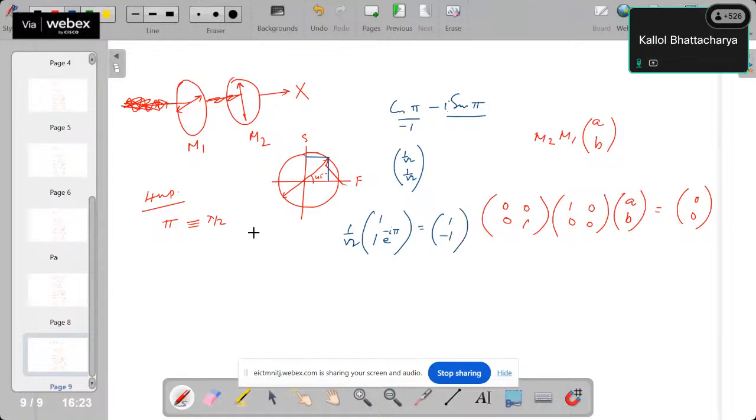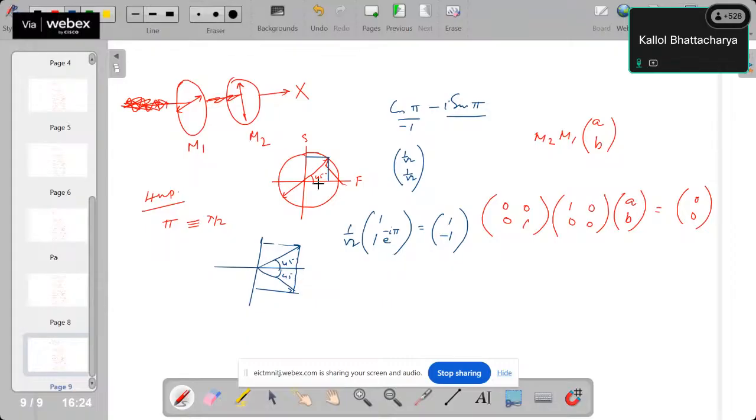So what has happened? Your input was light polarized at 45 degrees. X component was 1, y component was 1. The output is 1, minus 1. The x component is 1, but the y component is minus 1. So it has rotated by 90 degrees, right? Now this is true for any arbitrary linear polarization. So a half wave plate is used to rotate the state of polarization of a light beam.